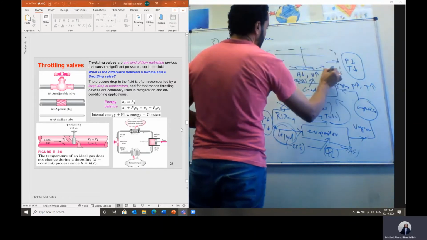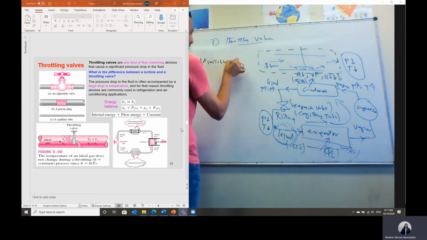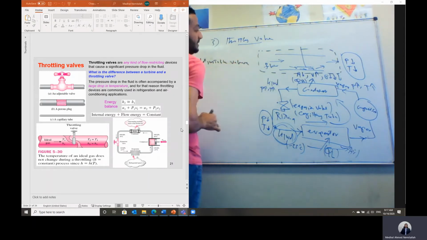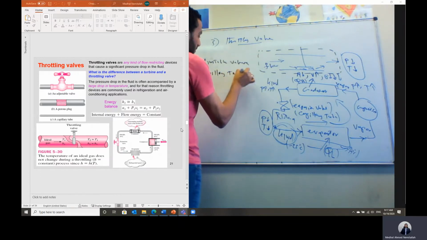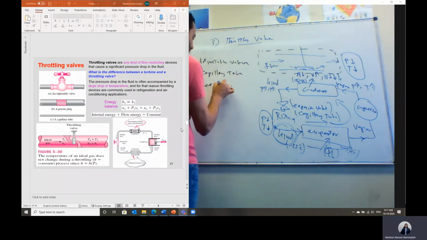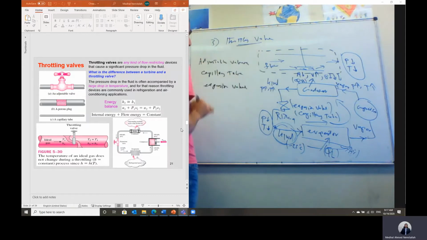If we have a throttling valve. First of all, it is called the throttling valve. It is called also an adjustable valve. That is a valve that can be adjusted. Its opening can be adjusted. It is called also a capillary tube or expansion valve. All of these mean that we have a throttling valve.